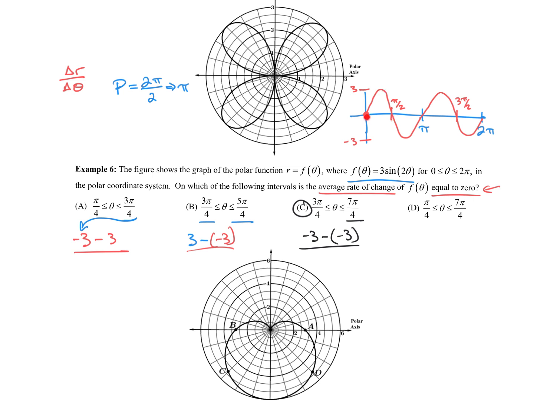It's in the middle of 0 to pi over 2. So where's this maximum at? At pi over 4. Where's this minimum at? 3 pi over 4. And then this one would be what? 5 pi over 4. And this would be 7 pi over 4.